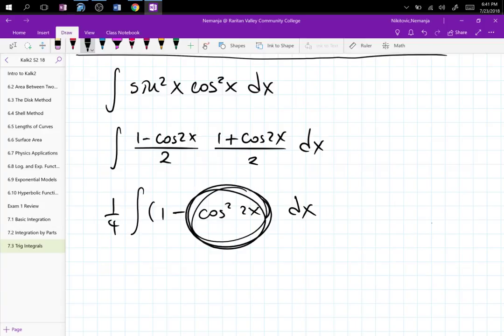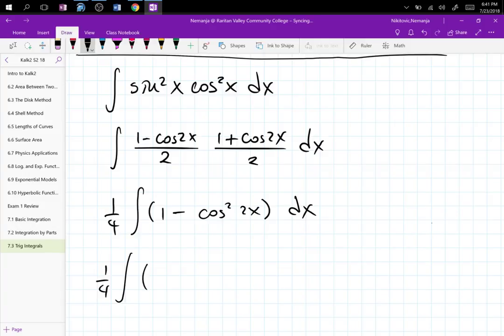Here's another cosine squared. Power reducing again. So 1/4 integral of 1 minus, and now we have 1/2 in parentheses, 1 plus, well, I'll put it in the form you're used to, 1 plus cosine 2x over 2 dx.